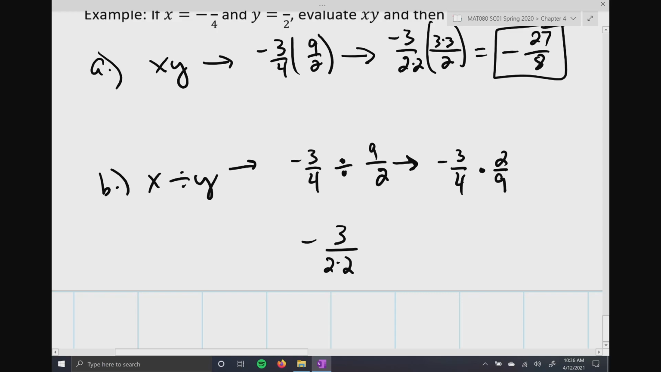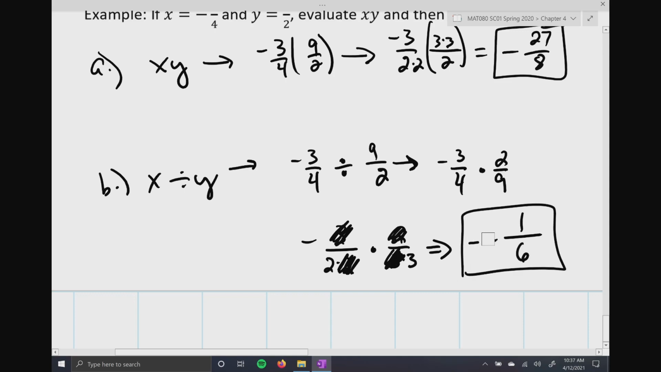Now we're going to rewrite it. So we prime factorize to see if anything reduces. So the 4 is 2 times 2. The 9 is 3 times 3. And then from here, we can definitely see, okay, I'm going to reduce some stuff. I got a 3 in the numerator and a 2 in the numerator also. All my numerators reduced. I know that's a 1. And 2 times 3 is 6. So the answer is negative 1/6.